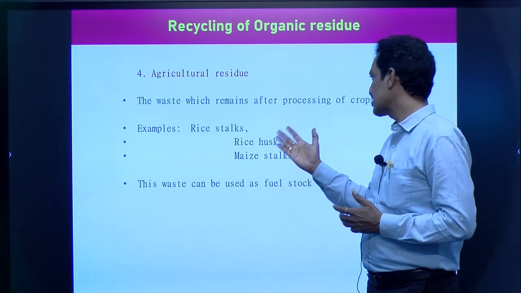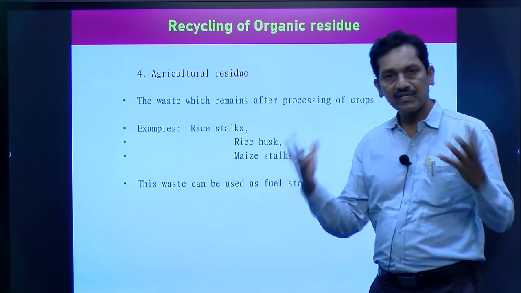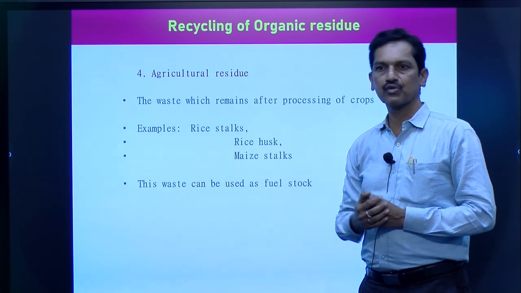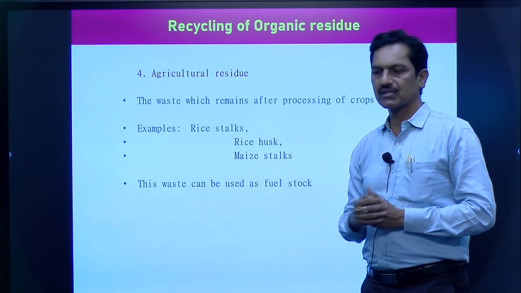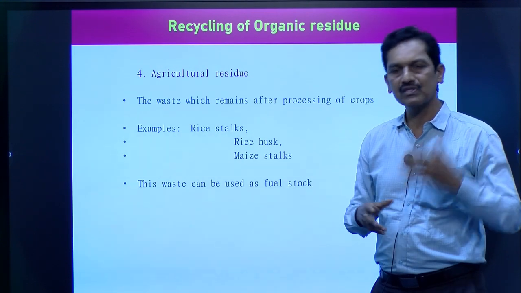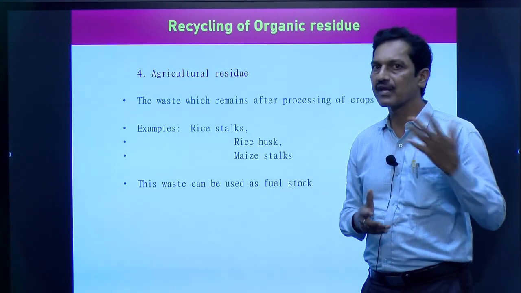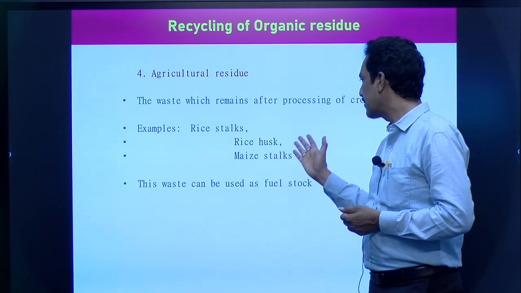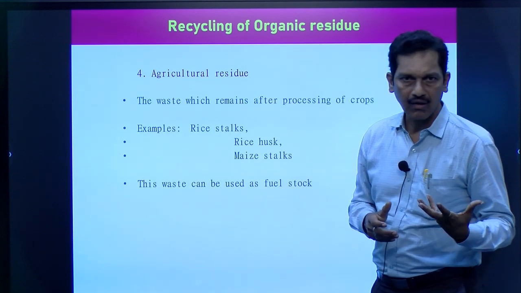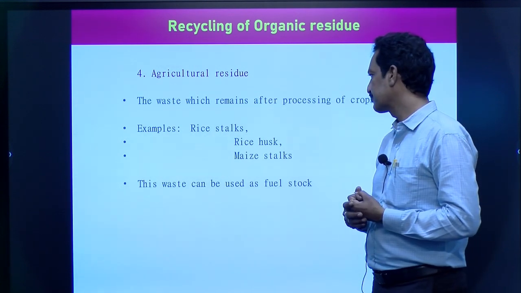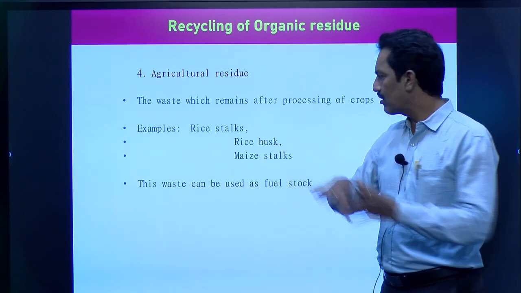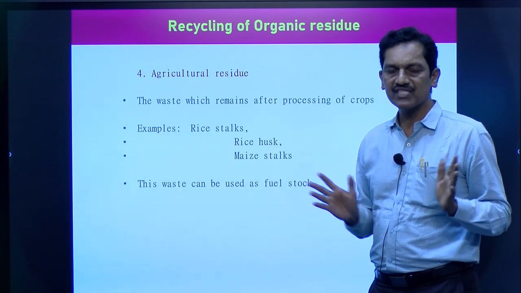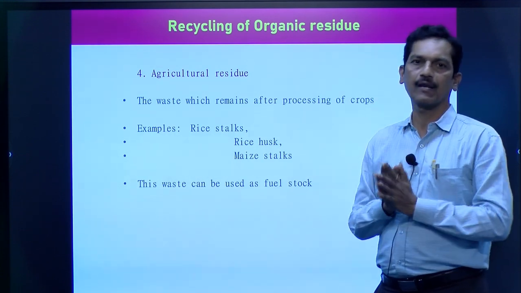Examples: rice stalks, rice husk. After getting grains, these grains are taken into the milling process to get rice. Then the husk is produced. That is also a waste material, residue material, nothing but organic residue material. And maize stalks, finger millet, maize, all these stalks come under agricultural waste, but this waste can be used as a fuel.